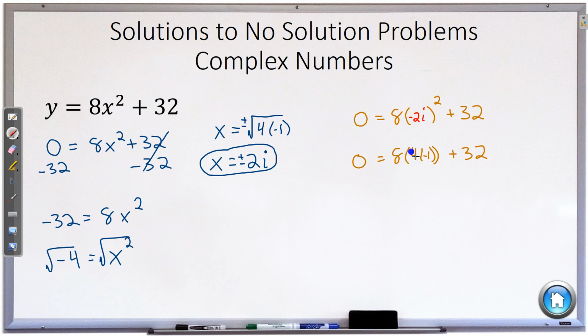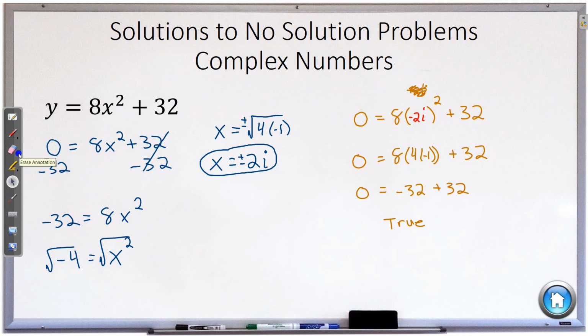All right, so 4 times negative 1 is negative 4. Negative 4 times 8 is negative 32. Plus 32 again gives us 0, and that is definitely true. So it looks like our answer is correct. You could also check that with the positive 2i if you wanted to, but the math is almost exactly the same.